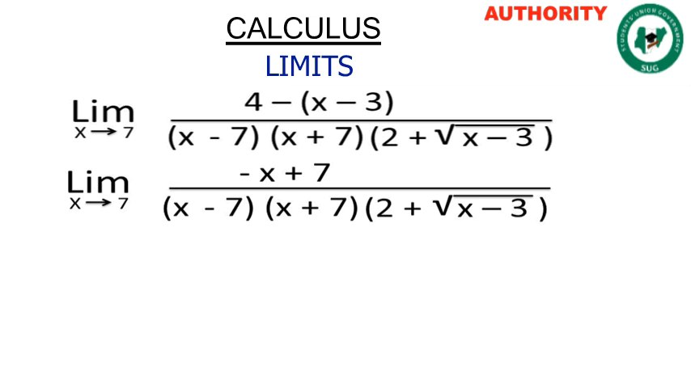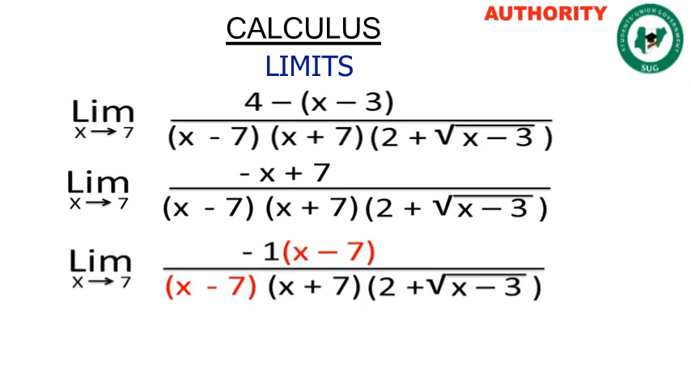If you factor out minus 1, what are you going to have? Factoring out minus 1 in minus x, you are going to have x. Then factoring out minus 1 in 7, you are going to have minus 7. So minus 1 times x gives you minus x, and minus 1 times minus 7 gives you plus 7. Is that clear? Yes. All over (x minus 7)(x plus 7)(2 plus the square root of x minus 3). Is that clear? Say yes.